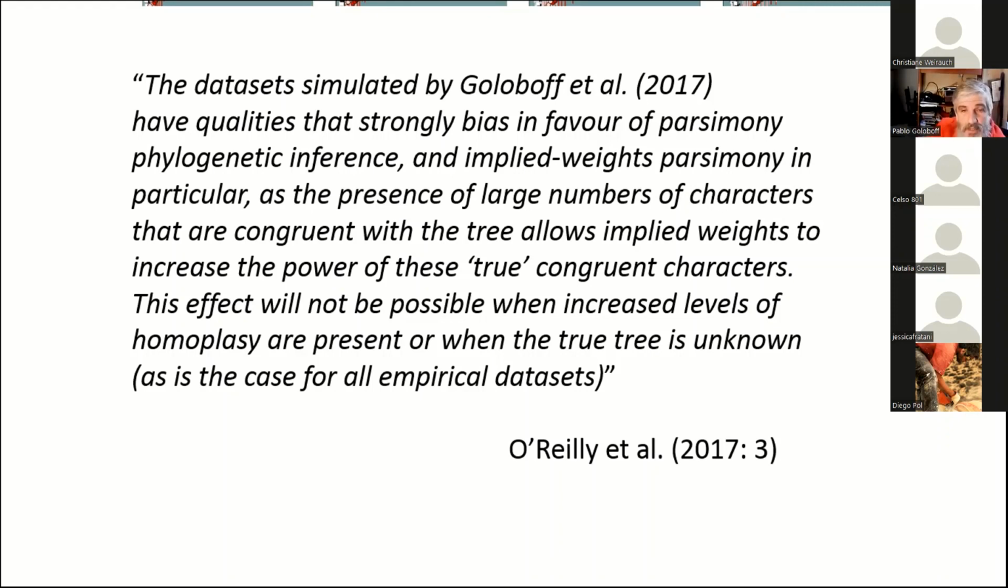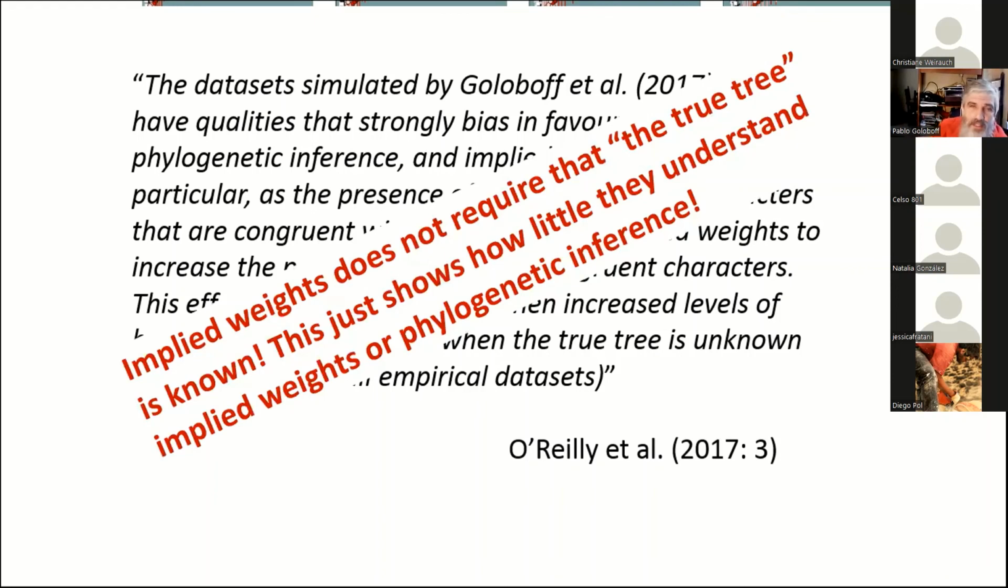Well, increased levels of homoplasy, again, we have just seen that for very large levels of homoplasy, implied weights continues outperforming equal weights. And also, implied weights does not require that the true tree is known. A method for inferring trees that requires that you know what the true tree is would be absurd. If you know what the true tree is, you just go with that tree. This just shows how little they understand implied weights or phylogenetic inference.